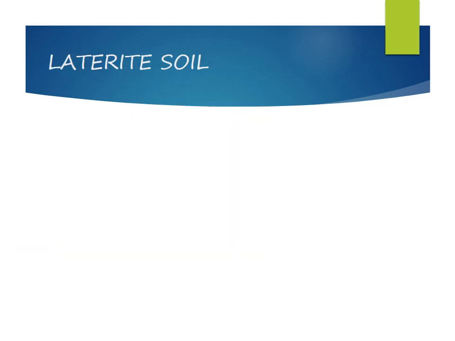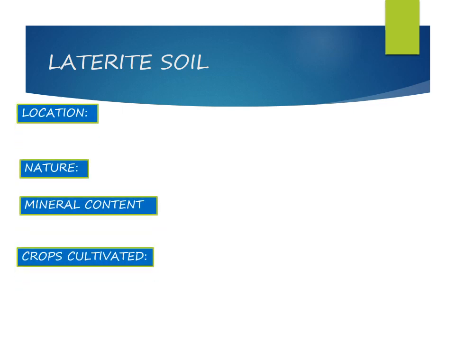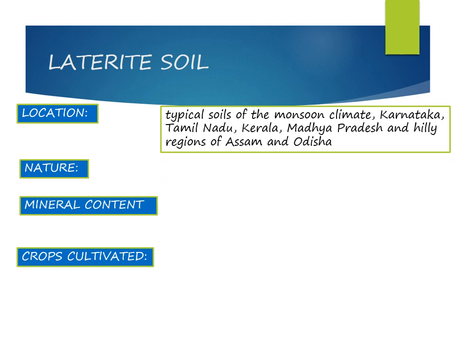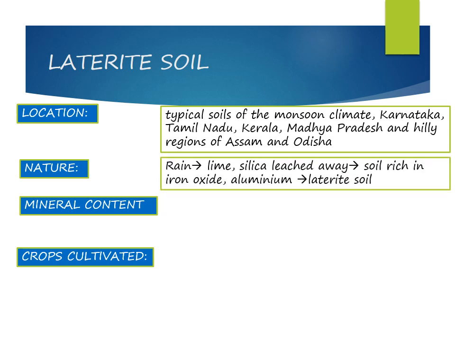Laterite soil. Now the term laterite is derived from the Latin word later, that means brick. It is located in Karnataka, Tamil Nadu, Kerala, Madhya Pradesh and the hilly regions of Assam and Odisha. So these are the typical soils of the monsoon climate. When there is rain, the lime and silica are leached away, leaving a soil which is rich in iron oxide and aluminium. This is the laterite soil.